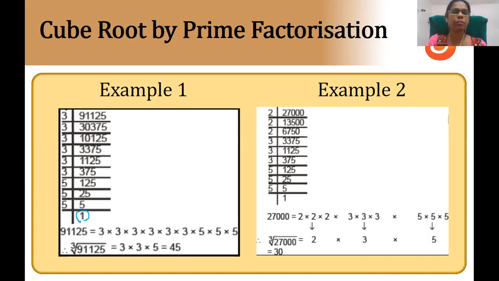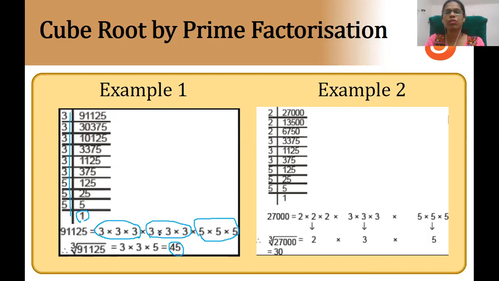Here is the list of numbers used for the prime factorization method. We will group 3 numbers together. I hope you are clear. In the square, we made groups of 2 numbers, but in cube, we will make groups of 3 numbers. Here is group 1, group 2, and the third group. Then we'll pick one number from each group, where 3 multiplied by 3 multiplied by 5 gives us 45. So the cube root of 91,125 is 45.